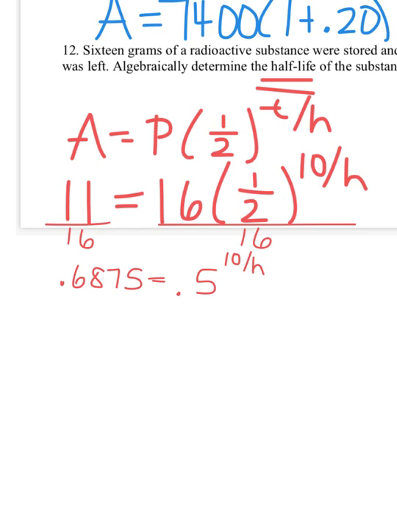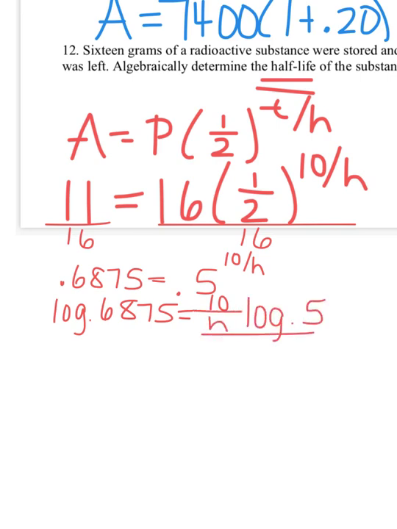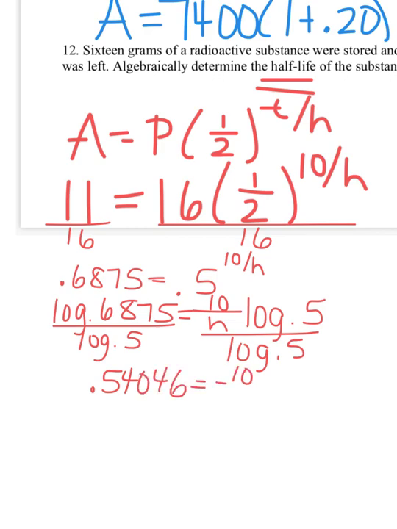Then you take the log of both sides. We have the log of 0.6875 equals 10 over h, log of 0.5. You divide by the log of 0.5. Again, 5 decimals at least until you get to your final answer. And you get 0.54046 equals 10 over h.